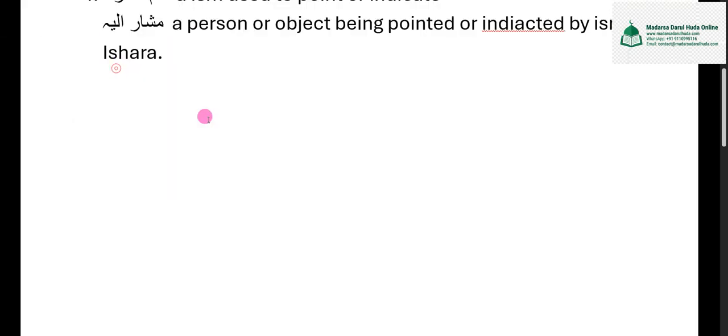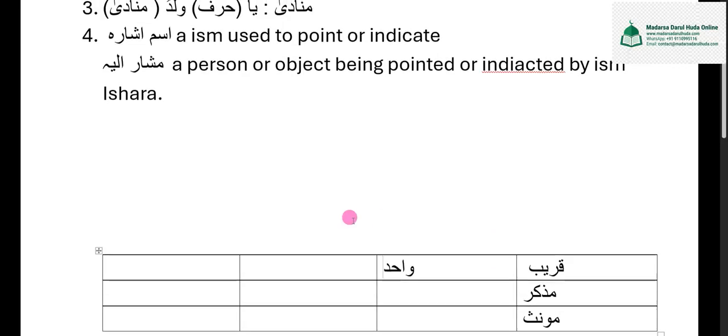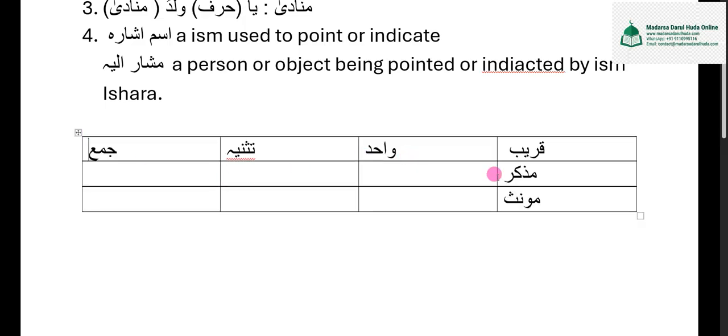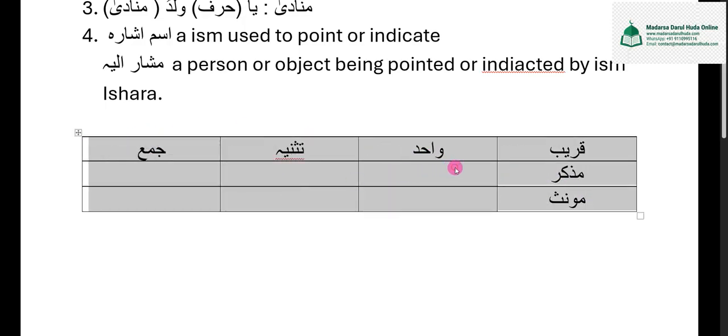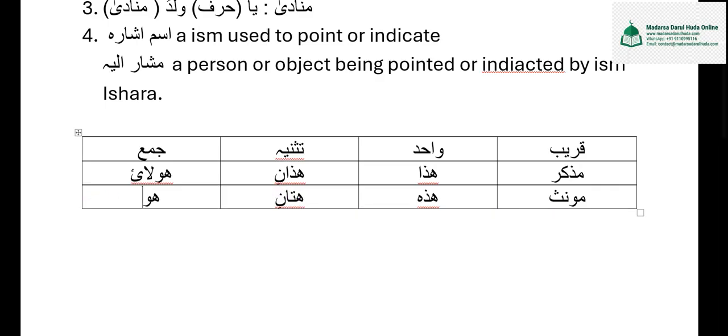musharun ilayhi can have multiple states. For example, musharun ilayhi can be close to us, that is qareeb. It can be muzakkar or it can be muannas. Again, it can be wahid or tasniya or jama. Wahid muzakkar is haza, tasniya muzakkar is hazani, jama muzakkar is haulai. Wahid muannas is hazihi, tasniya muannas is hatani, and jama muannas is haulai.